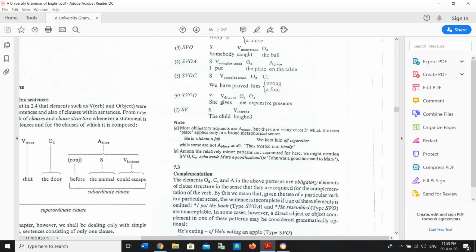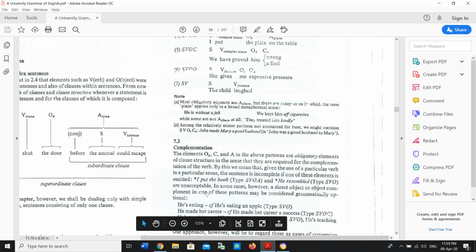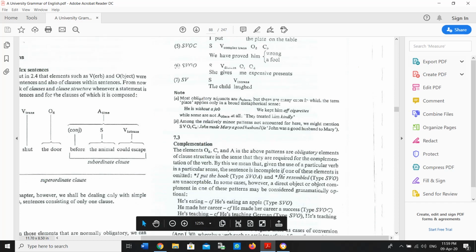Now let's come to complementation. The elements direct object, complement, and adverb in the above patterns are obligatory elements, because if we delete any of them, the meaning will be incomplete, in the sense that they are required for the complementation of the verb. By this, we mean that given the use of a particular verb in a particular sense, the sentence is incomplete if one of these elements is omitted.